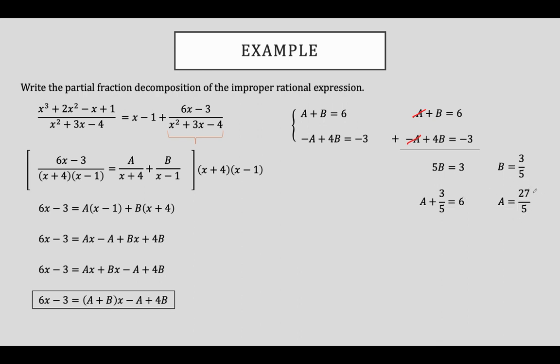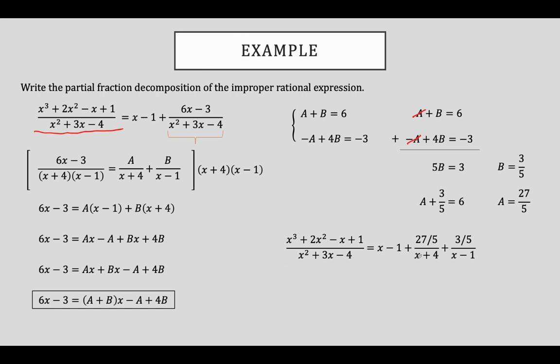And now that we have a and b, we can write our final answer. Again, always start off with the original expression. x cubed plus 2x squared minus x plus 1 over x squared plus 3x minus 4 is equal to, don't forget, in our first step of long division, we had this x minus 1 plus, and then what did our fraction break apart into? Well, the fraction broke apart into 27 over 5 over x plus 4 plus 3 over 5 over x minus 1.